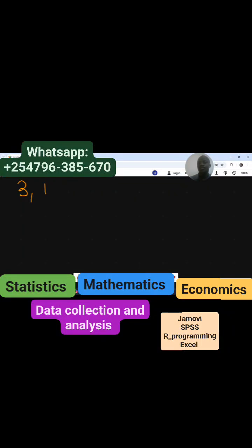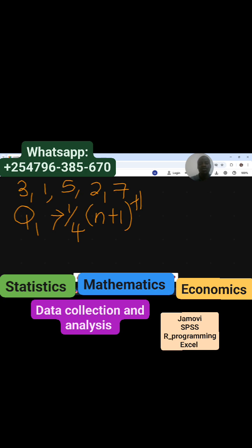3, 1, 5, 2, and 7 as your data set. Then you are asked to calculate the lower quartile. The lower quartile, commonly known as Q1, normally falls in the 1/4 (n + 1)th position. So this is what we are going to do.